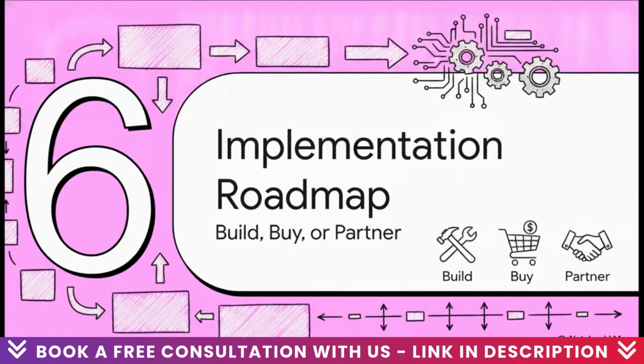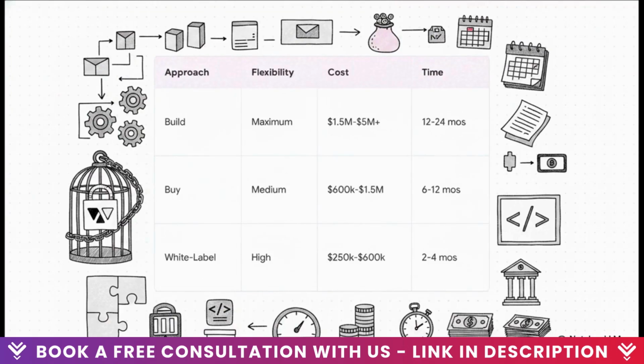Finally, Section 6, the implementation roadmap. Let's pull all of this together. When you sit down to implement, you face the classic build versus buy decision. Building a core ledger completely in-house gives you maximum flexibility, but it can cost upwards of $5 million and take 2 grueling years before you even see a single customer.